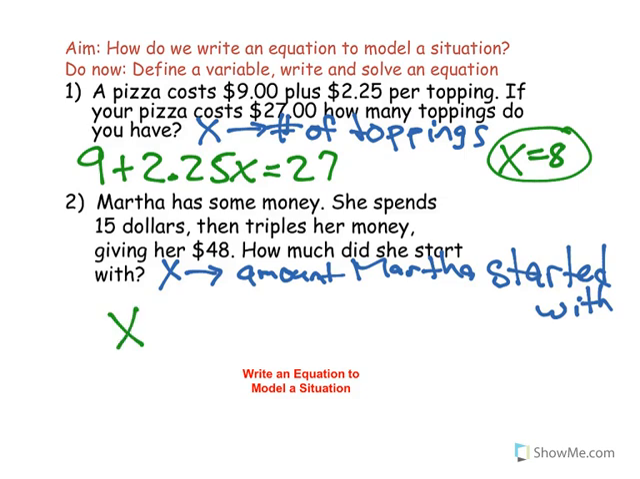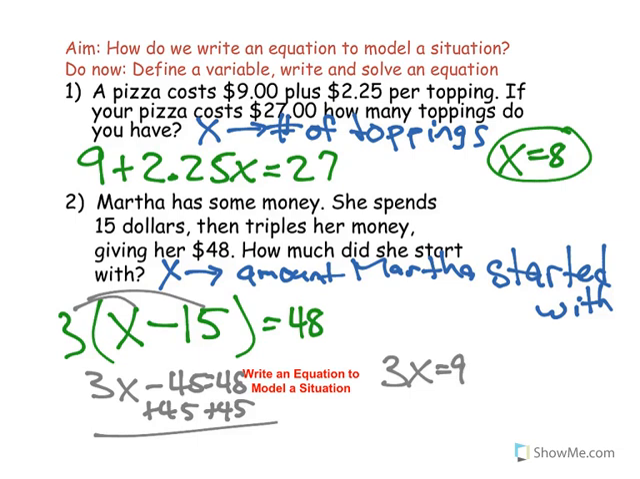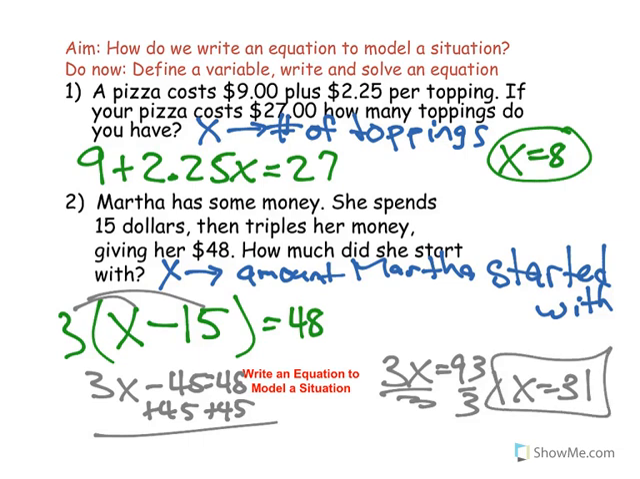Next thing that happens, she spends $15, so she's got X minus 15. She triples her money, so we have to distribute a 3, giving her 48. So when we distribute here, we end up with 3x minus 45 equals 48. I'll add 45 on both sides. So that's 3x equals 93. Solving the equation gives us x is 31. And again, if we're going to check it, we're going to go back through the problem. So Martha had $31. Spending 15 of those dollars leaves her with $16. Tripling 16 is 3 times 16, which should give us 48. That's our check.